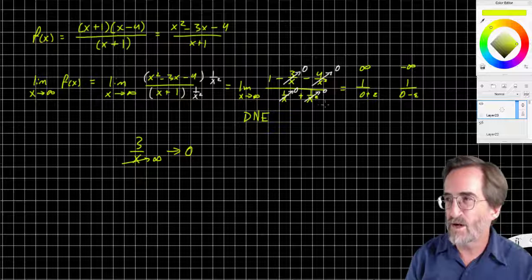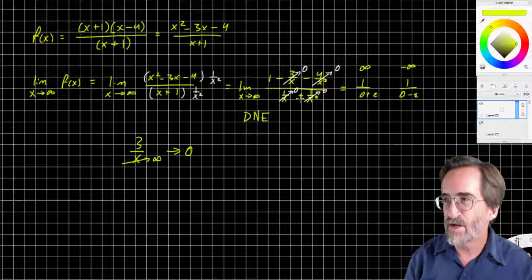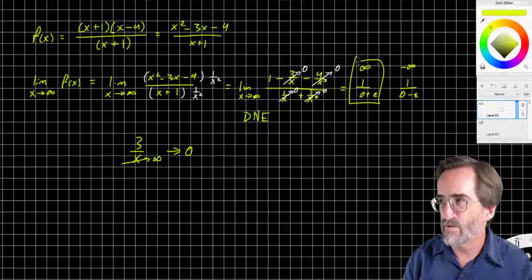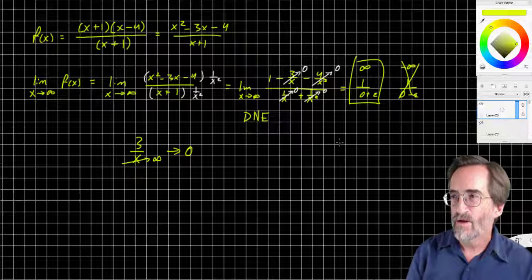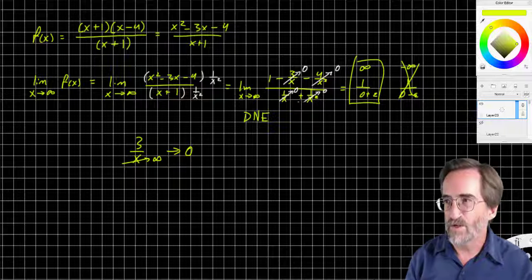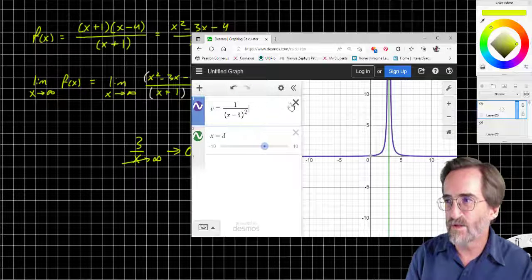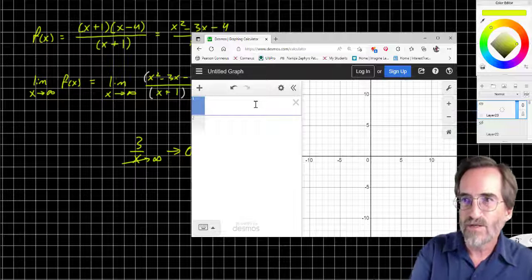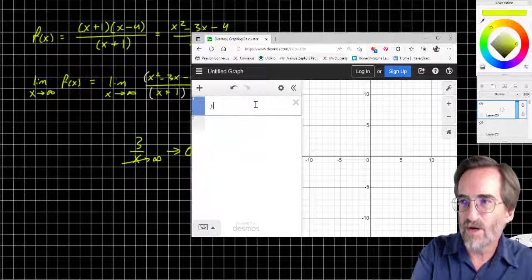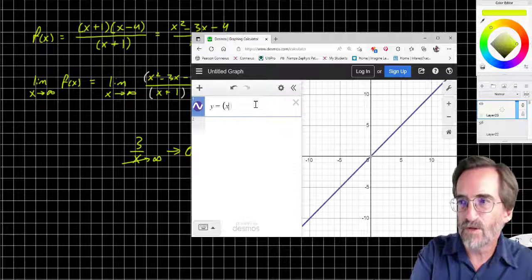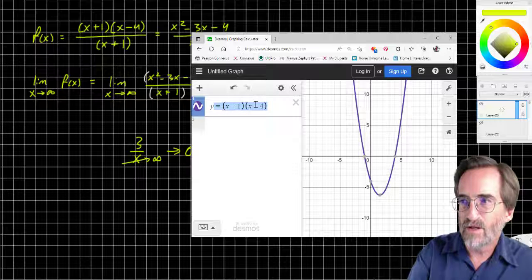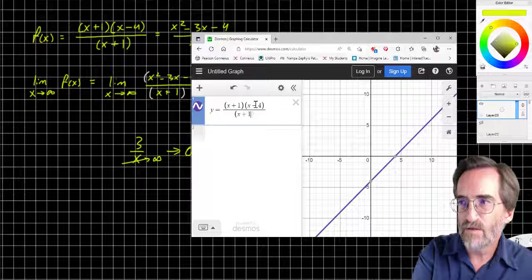Now, as x goes off to positive infinity, it's going to go off to the positive root, not the negative root. Okay? So it's going to go off to positive infinity because we're dealing with positive denominators. All right, and so this goes off to infinity, and let's check it by graphing it and see if that's really the case. Okay, so we have y equals x plus 1 times x minus 4, all divided by x plus 1.